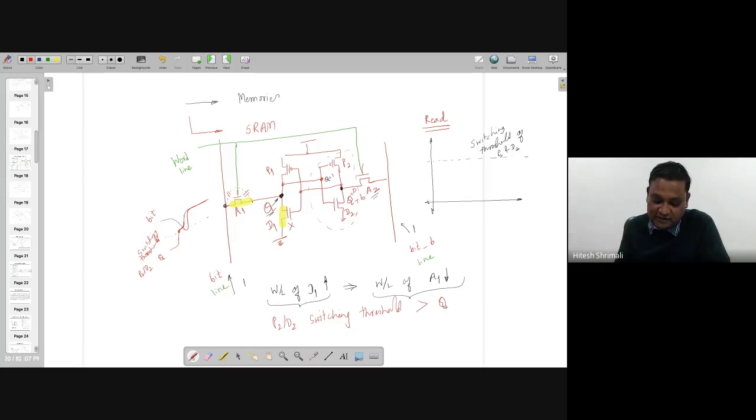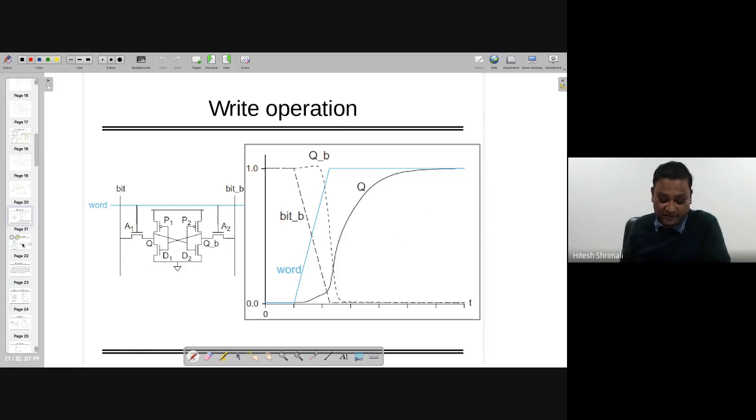So if you guarantee these two, then you can read the values written in this cell at Q and QB very efficiently. So now the next line is the writing part. Now let's assume that I want to write. Means I'm going to write it through bit line or maybe bit bar line when I am doing the evaluation, or you can say the reading and writing operation in phase 2.